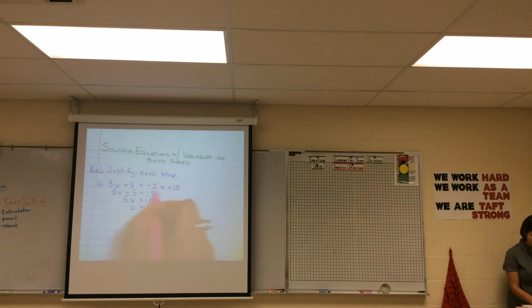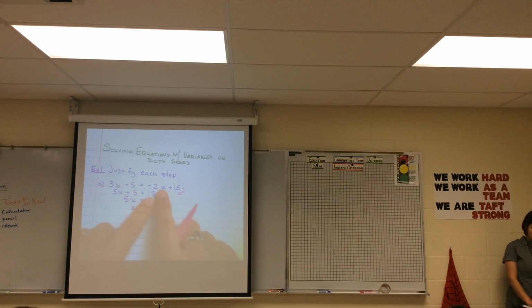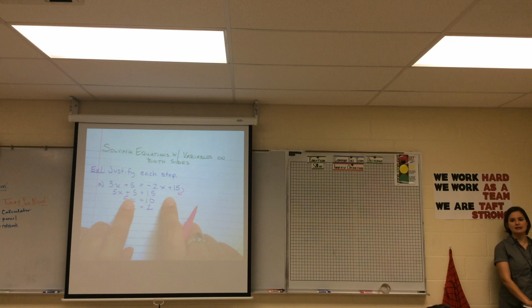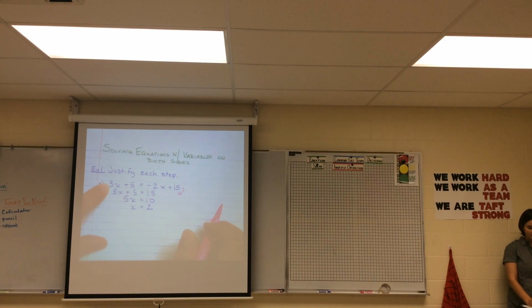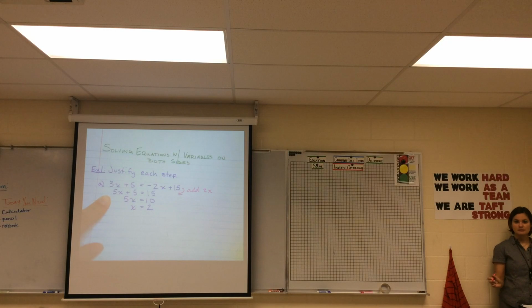So from the given equation to the second line, we have 3x plus 5, and that changes to 5x plus 5. And I had negative 2x plus 15, and that changes to just 15. So what did they do from the first line to the second line? They added, right? So they added 2x to 3x to get 5x, and they added 2x to negative 2x for it to cancel. So add 2x to both sides.